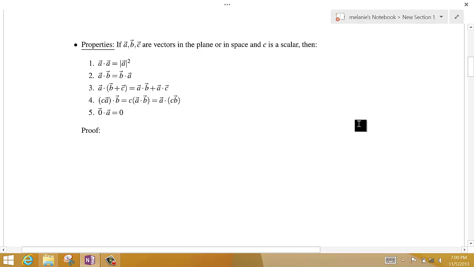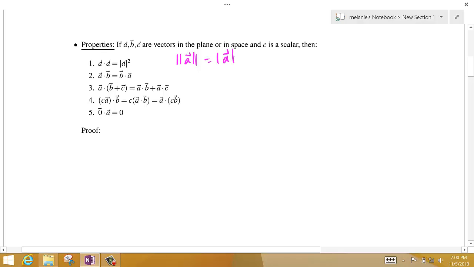Here are some properties of vectors. If I have A, B, and C as vectors in the plane or in space, so this could be vectors that are two-dimensional or three-dimensional or more. Remember, I can always add another component. And c is a scalar. Then if I do A dot A, I get the magnitude of A squared. Now remember, the magnitude of A can also be written like this. Depends on the textbook you're looking at.